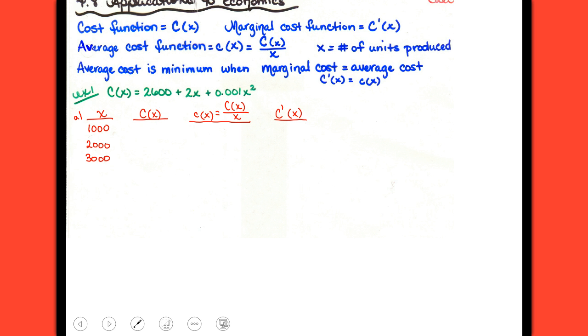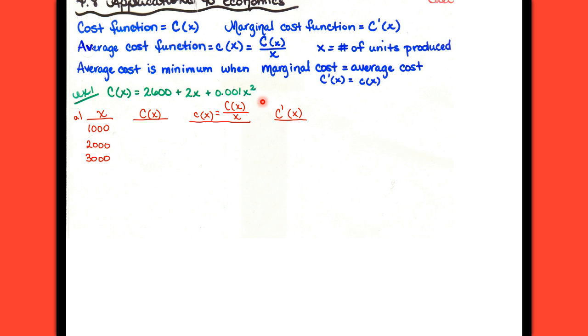All right, so they asked me to use the quantities 1,000, 2,000, and 3,000. We don't know that these are t-shirts, but let's just go with that. And so it says, first, find the cost of making 1,000 of these. Okay, so this is my cost equation right here.